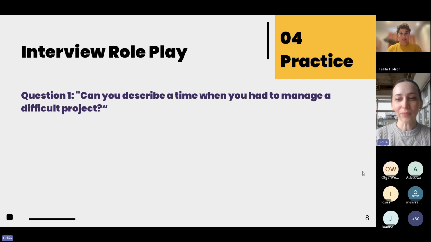Can you write in the chat box what you thought of the latest answer? What would you change based on the STAR method?